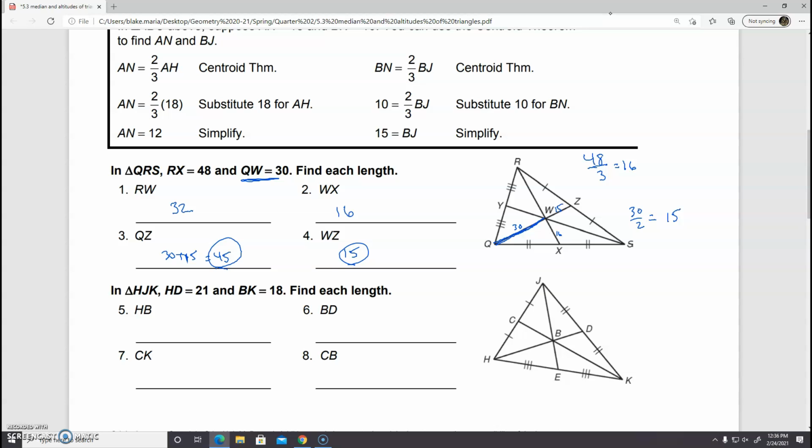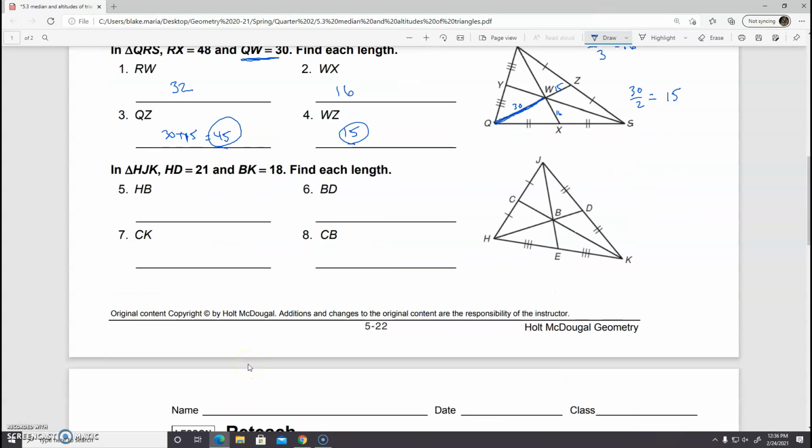All right, let's try another one. The next one gives me HD. They gave me the whole thing is 21, so I need to break that into thirds. 21 divided by 3 is 7. There's my 1/3. Then 2 of those thirds, 7 and 7, make 14. And 14 plus 7 is 21, so we're good. They asked for HB, which was 14, and BD, which was 7.